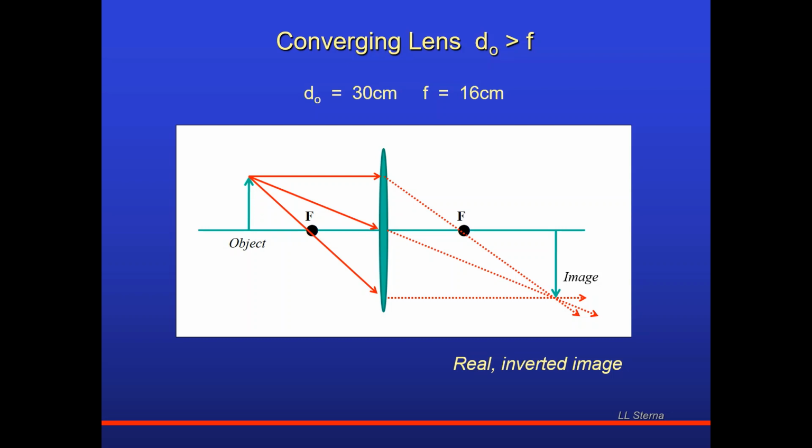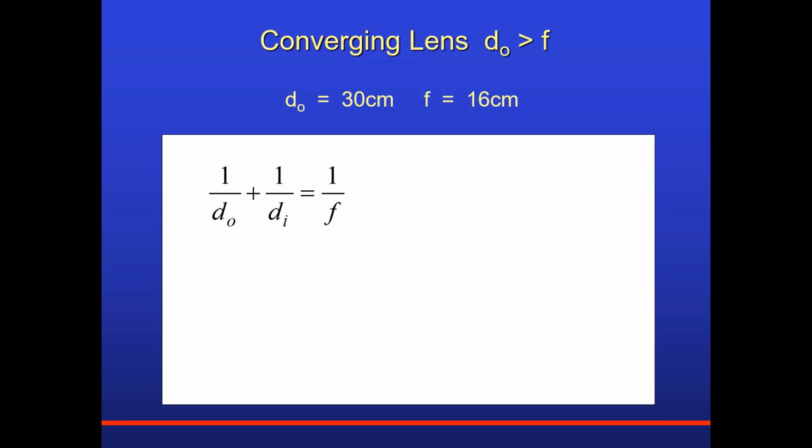Now we're going to say, how does this work with the equation? Well, notice at the top, there are some numbers. DO, 30 centimeter, F, 16 centimeter. If I was in the classroom, I'd use the whiteboard. So here is my whiteboard. DO greater than F. The case DO is 30 centimeter, F is 16 centimeter. There's my equation. I plug in the numbers for DO and F.